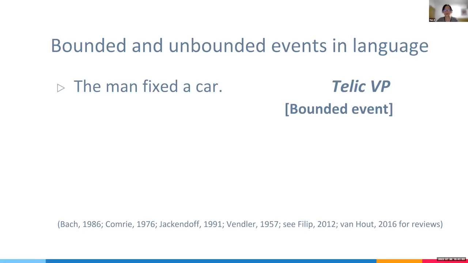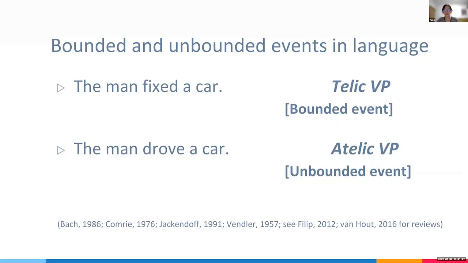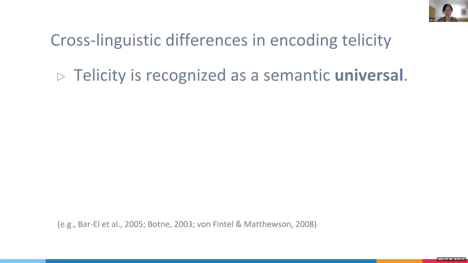Then how the bounded and unbounded events are encoded in language. So language expresses the internal temporal structure of events, and a basic distinction is between telic and atelic verb phrases. Fix a car is a telic verb phrase denoting a bounded event. In contrast, atelic verb phrases denote unbounded events like driving a car, which don't have a specific endpoint. So telicity has been recognized as a semantic universal. In other words, almost all languages have ways to distinguish descriptions of events with and without a specific endpoint.